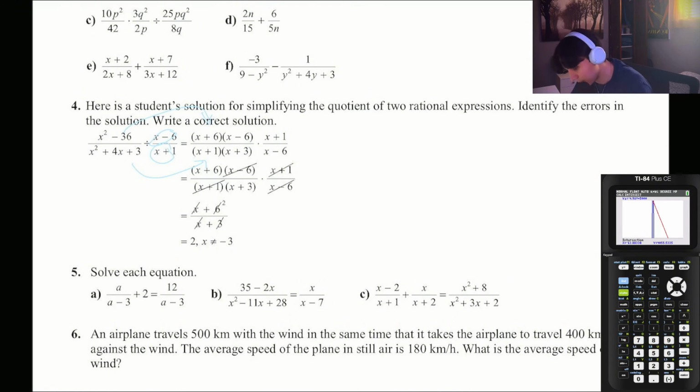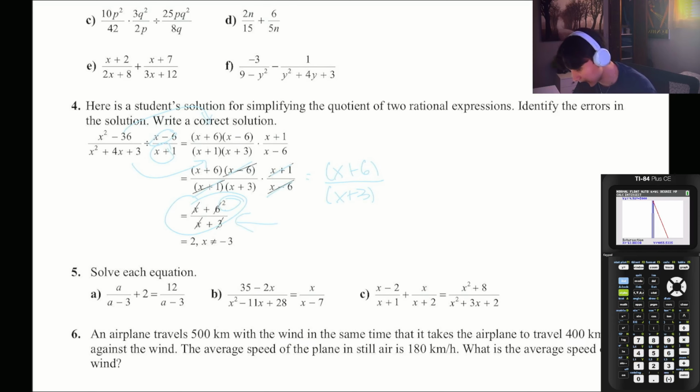Since they're multiplying, they cross out the x plus 1 and x minus 1, x minus 6 and x minus 6. So basically what this should have given us is x plus 6 over x minus 3, or x plus 3. And that would have been our simplified version. However, they added this random square here, so the error in this process is going to be right here.